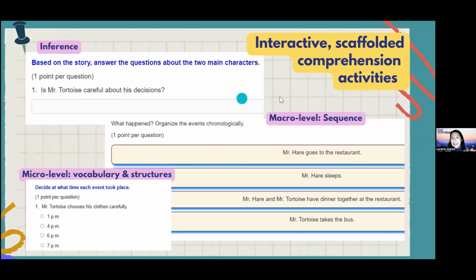Okay, let me show you more strategies that you can use when you do that.